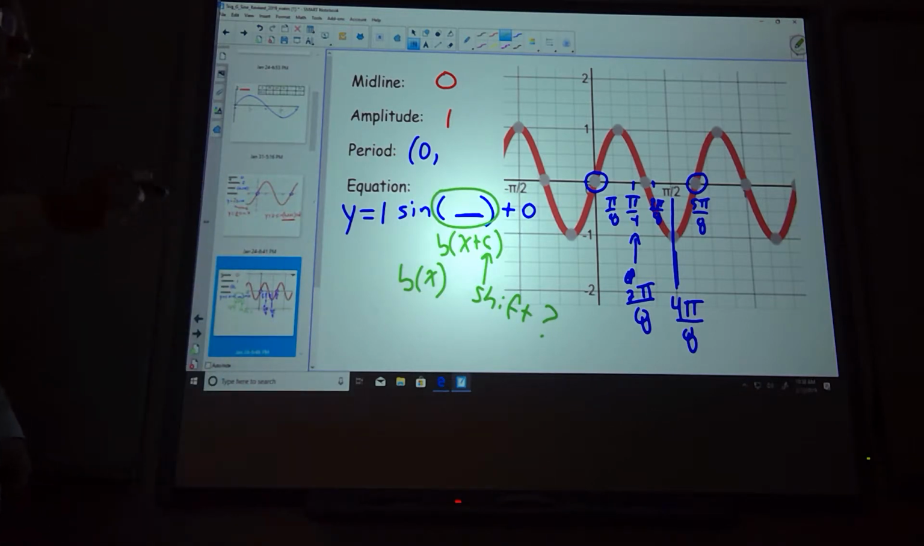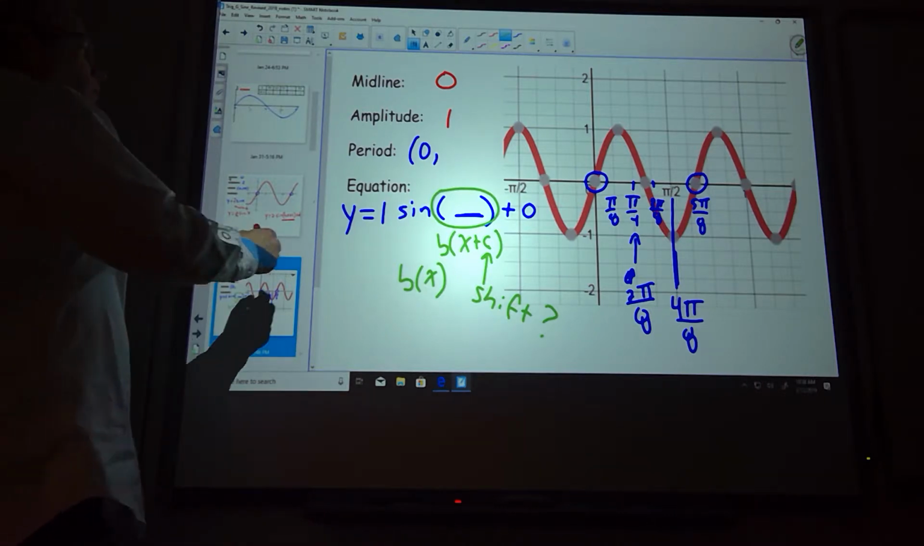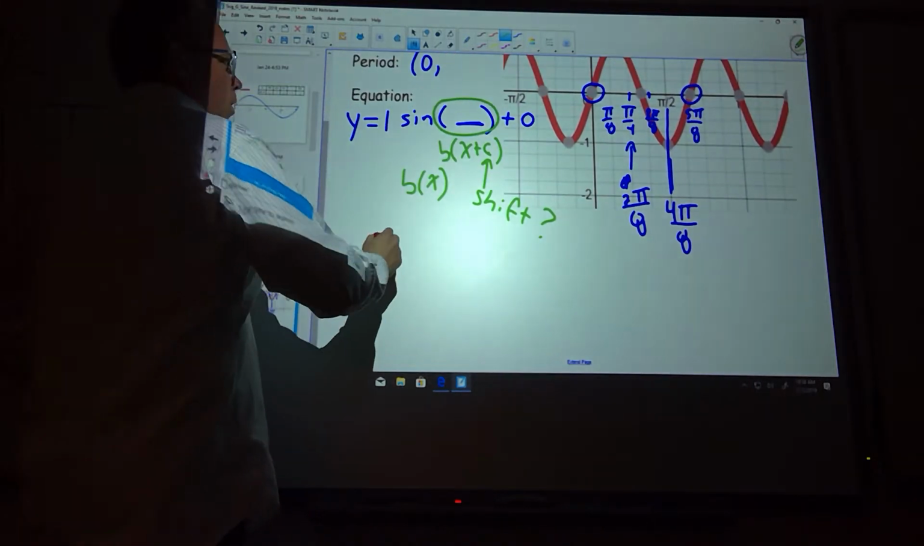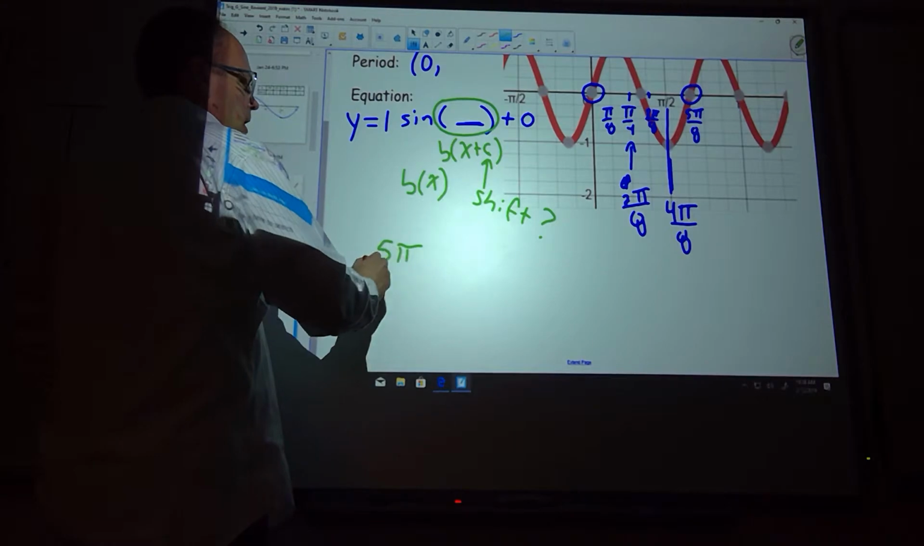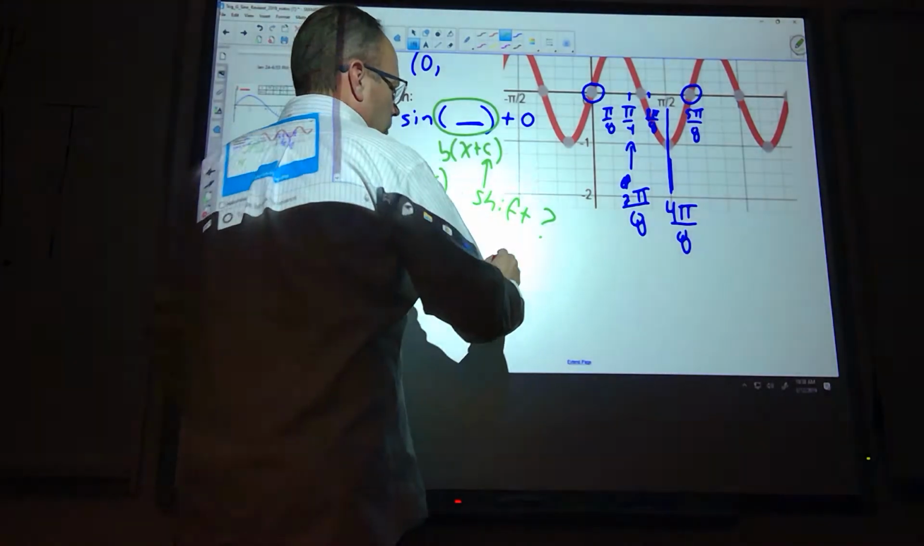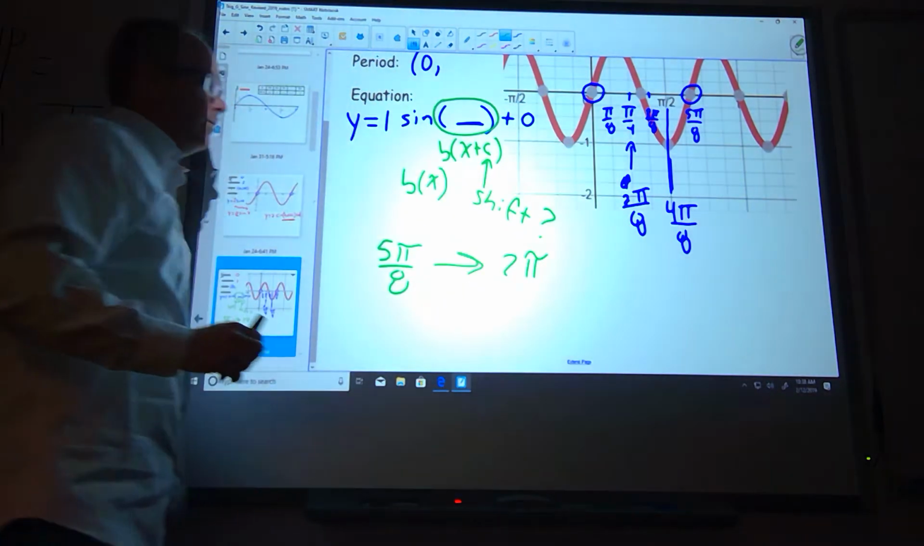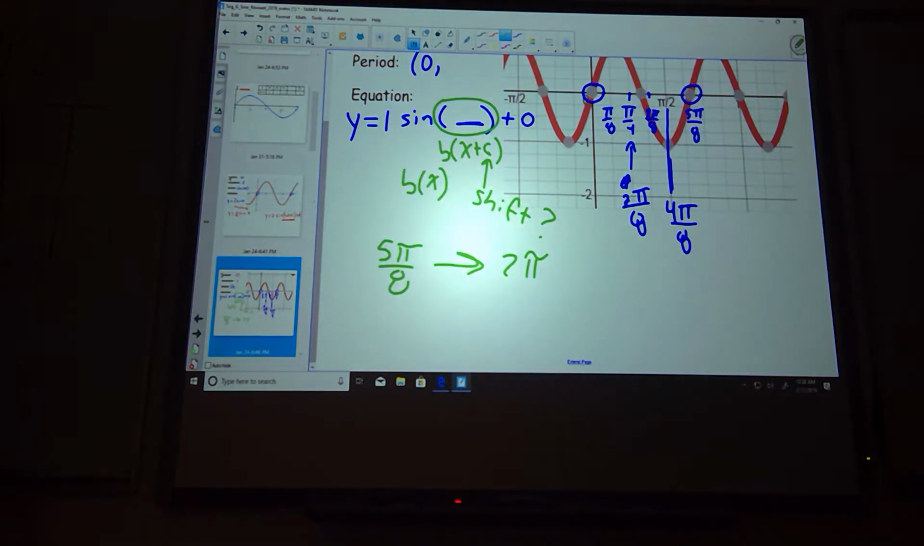So now we have to say, okay, what would I do to make my graph repeat every 5 pi over 8? Usually it repeats every 2 pi. So let's see if we can. So this is repeating at 5 pi over 8. It normally repeats every 2 pi. Okay? So let's do this.